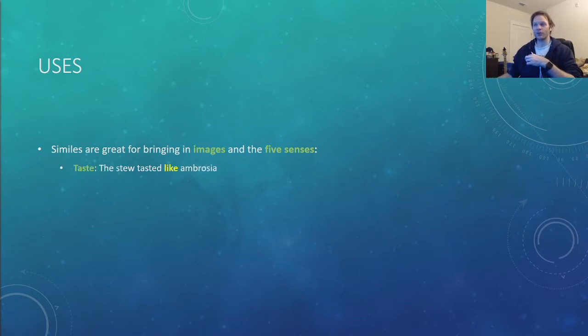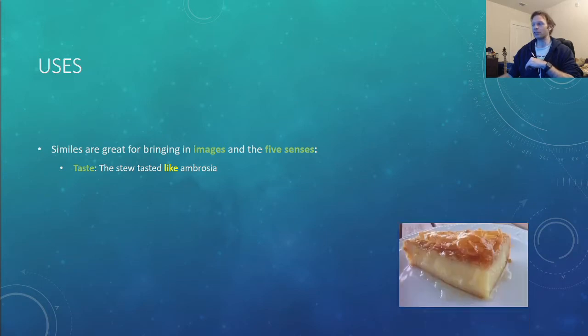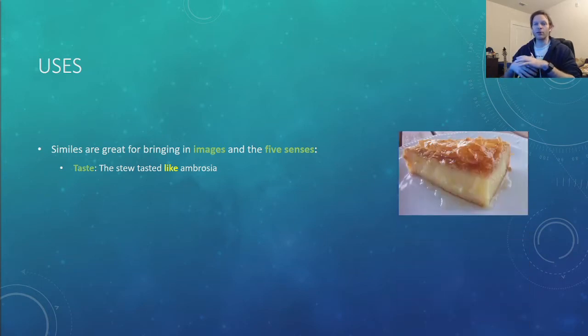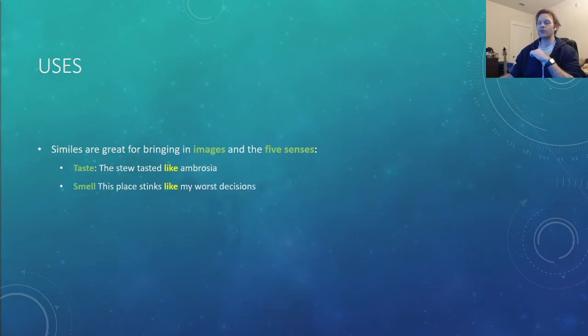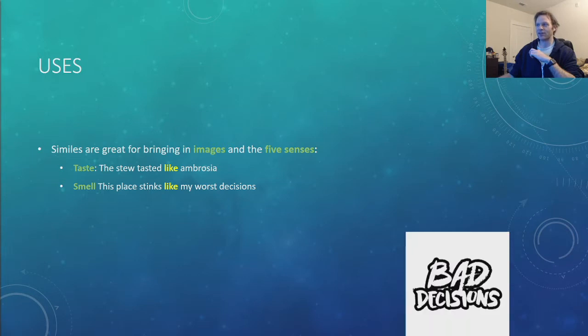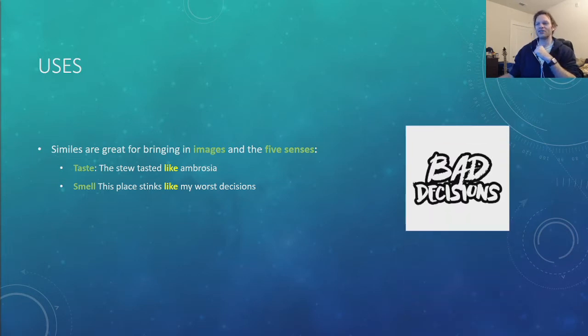Some of the uses that we have for similes: similes are great for bringing in images, and they're also wonderful for bringing in the five senses. For example, taste. The stew tasted like ambrosia. And just in case you don't know, ambrosia was considered a delicacy in Greek times, and it was prized among Greek gods. Smell. The place stinks like my worst decisions.